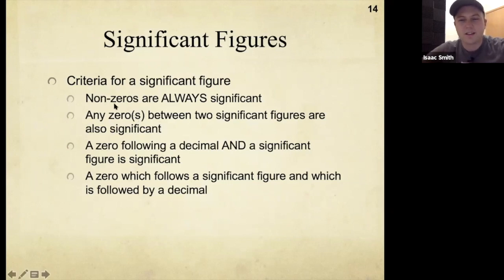So anything that's not a 0 is always considered significant. If it's a 0 between 2 different significant figures, it is also significant. A 0 that follows a decimal and a significant figure is significant, and the 0 that follows a significant figure and is followed by a decimal is significant. So this is going to take a little practice to get this criteria down. Just hearing it was kind of confusing, but we'll go through some examples.